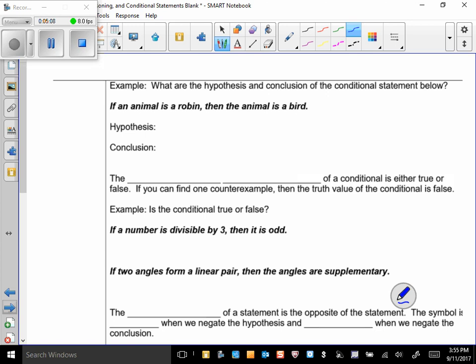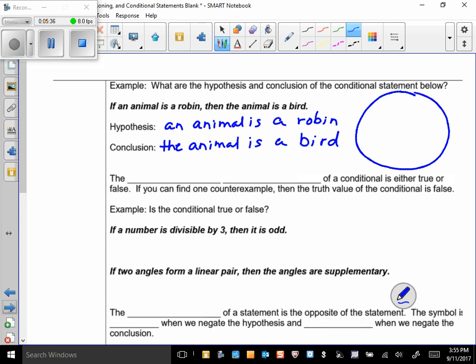So don't worry. Okay, here's another example. What are the hypothesis and conclusion of the conditional statement below? If an animal is a robin, then the animal is a bird. Well, the hypothesis is an animal is a robin. The conclusion is the animal is a bird. And of course, if we wanted to do a Venn diagram, we would have if an animal is a robin, I'm going to shorten it here, then it's a bird.